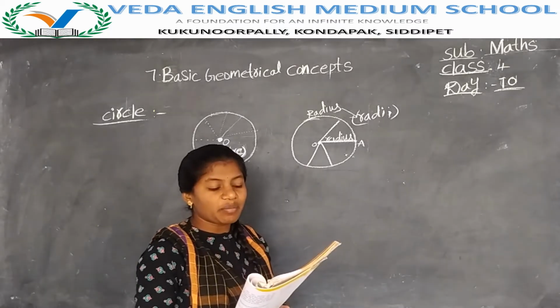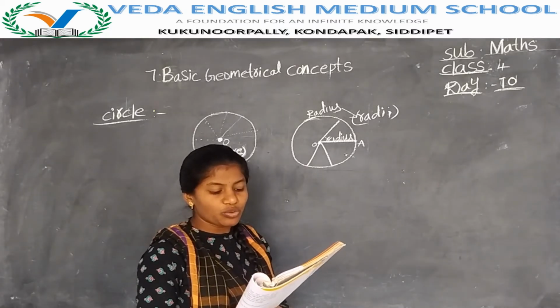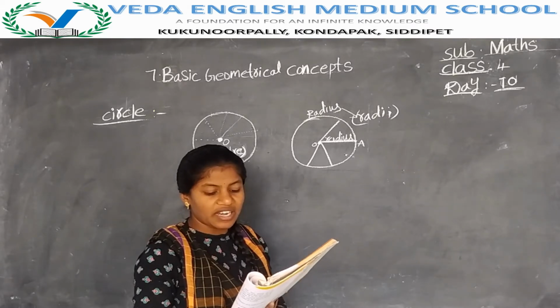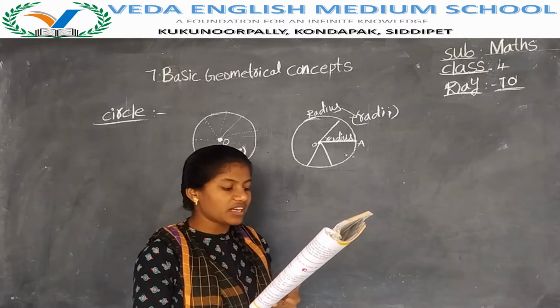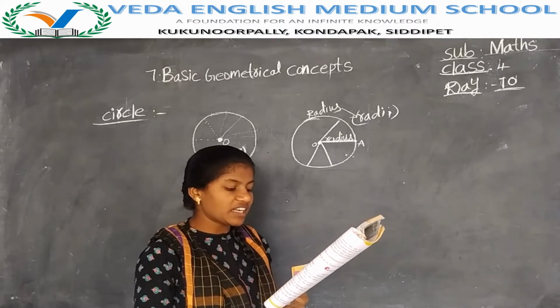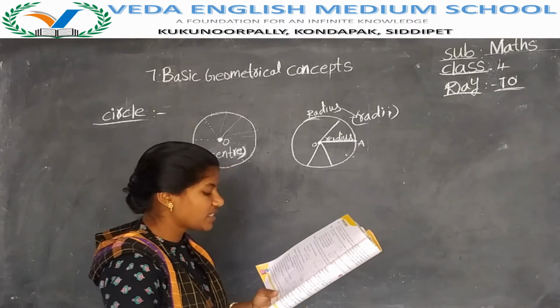Then diameter. A line segment whose two endpoints are on the circle and which passes through the center of the circle is called the diameter of the circle. The diameter of a circle is twice its radius.